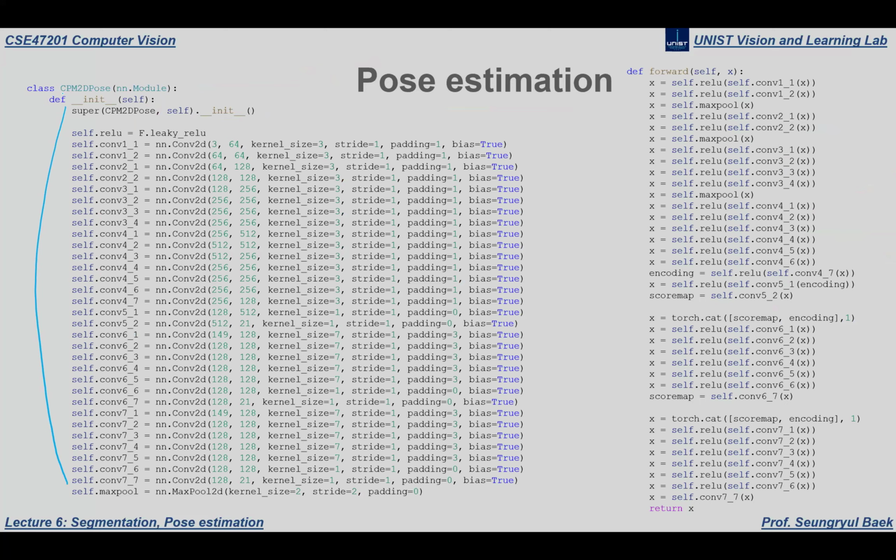So this class is composed of two parts. The constructor here, okay, that is defining the structure of the network. So this network has multiple convolutional layers, okay, and max pooling, and also we are defining the nonlinear layer here, okay. And this part is defining the forward function, okay.